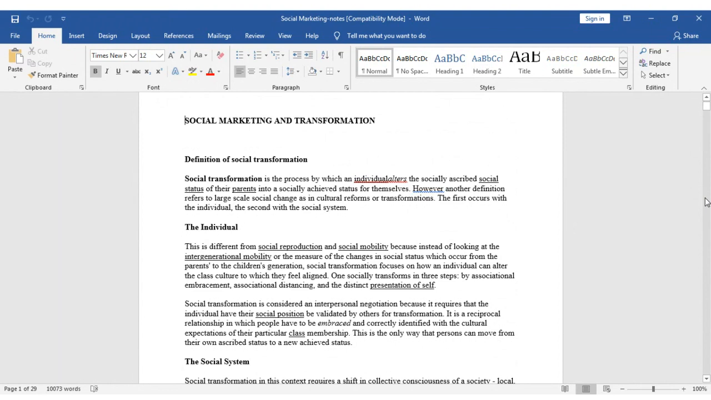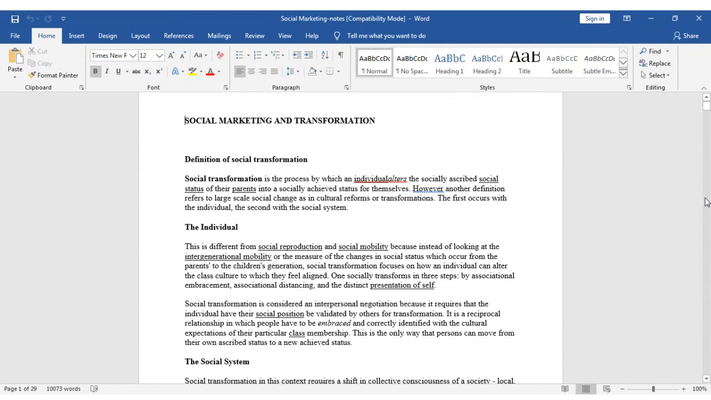So that's what we are saying. This is very different from social reproduction, because with reproduction, we go by generation. But here we're talking about career, about achieving your status. So you can achieve your status through the associational embracement, the distancing, and the distinct presentation of self. You become yourself. You know yourself better than another person.